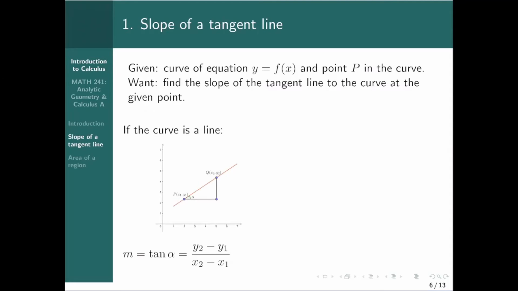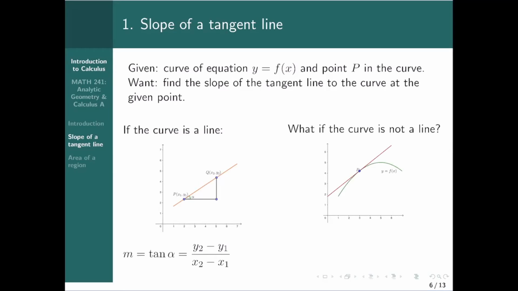Well, if the curve is a straight line, we only need an extra point Q in the line. Then let's say that P has coordinates (x1, y1), and that Q has coordinates (x2, y2). Then the slope of the tangent line is going to be given by the tangent of this angle alpha that I have marked in the picture. And because we have a right triangle in the picture, the tangent of alpha is going to be given by (y2 minus y1) over (x2 minus x1). It's okay if you don't remember this from trigonometry because we are going to review trigonometry later.